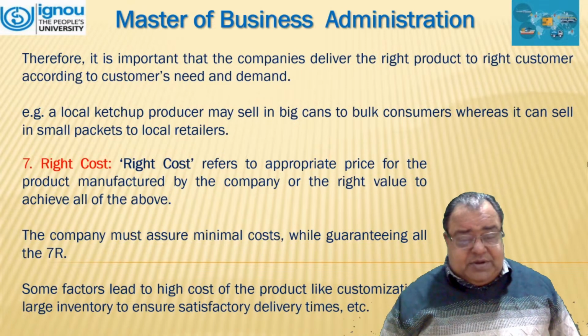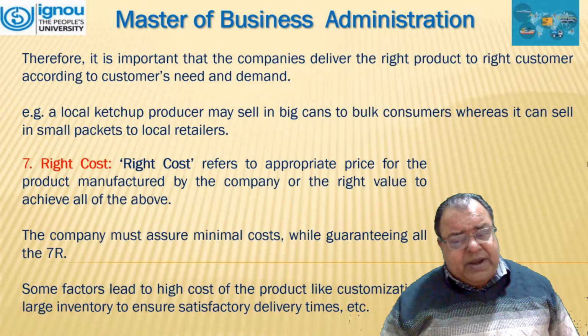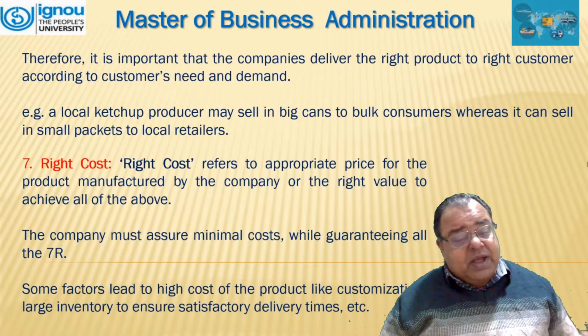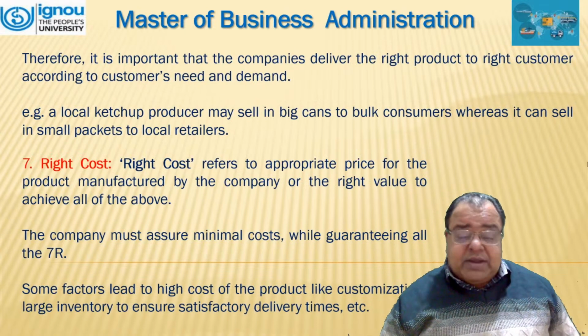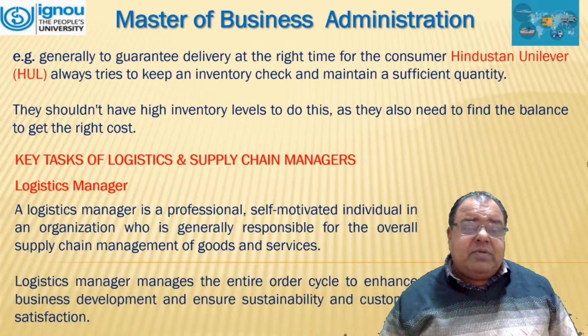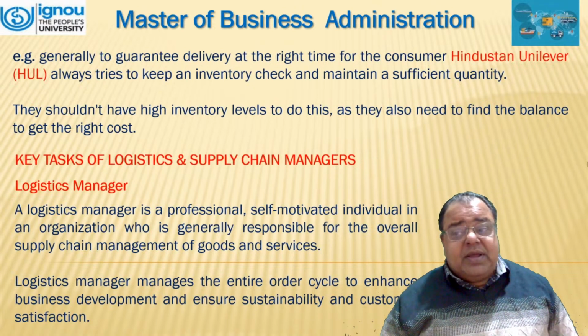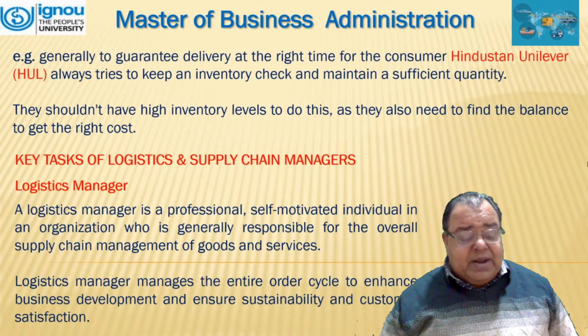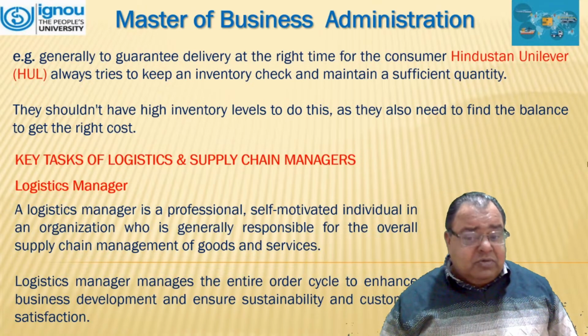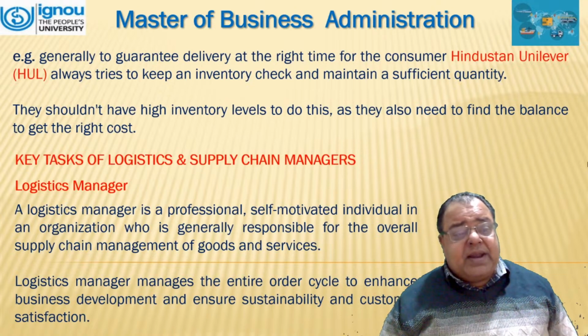The next one is right cost. This right cost refers to an appropriate price of the product manufactured by the company or the right value to achieve all of the above. The company must assure minimal cost while guaranteeing all 7 R's. Some factors lead to high cost of the product like customization, large inventory to ensure satisfactory delivery times, etc. For example, generally to guarantee delivery at the right time for the consumer, Hindustan Unilever always tries to keep an inventory check and maintain a sufficient quantity. They should not have high inventory levels to do this, as they also need to find the balance to get the right cost.